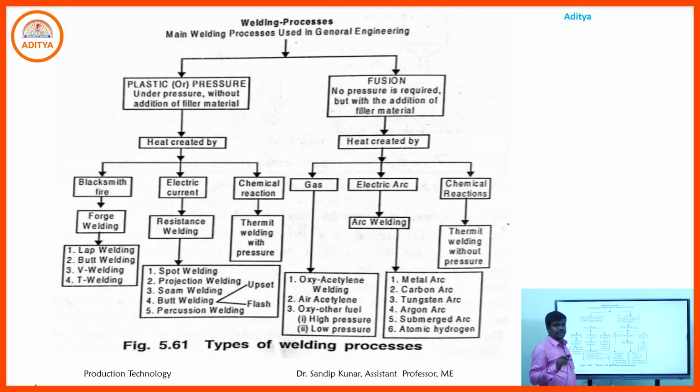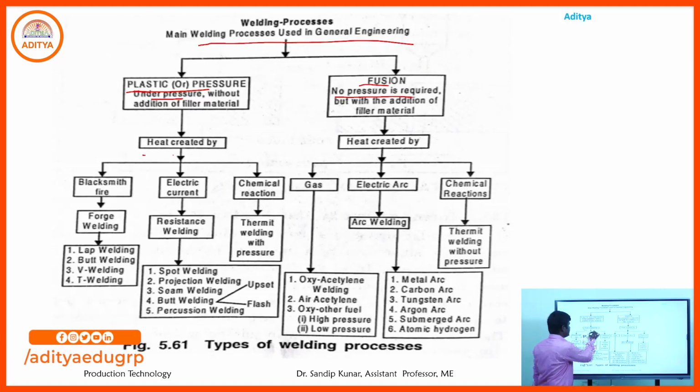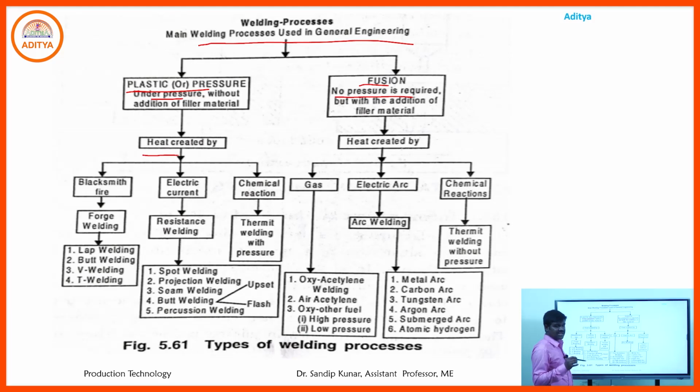So different welding methods are there. First, the main welding processes used in general engineering. First one, plastic or pressure welding, under pressure without addition of filler material. Second one, fusion welding, no pressure is applied in that welding process but with the addition of filler material. In pressure welding, due to the pressure sometimes heat is created, and at the joining surface the metal will be melted and then joined.